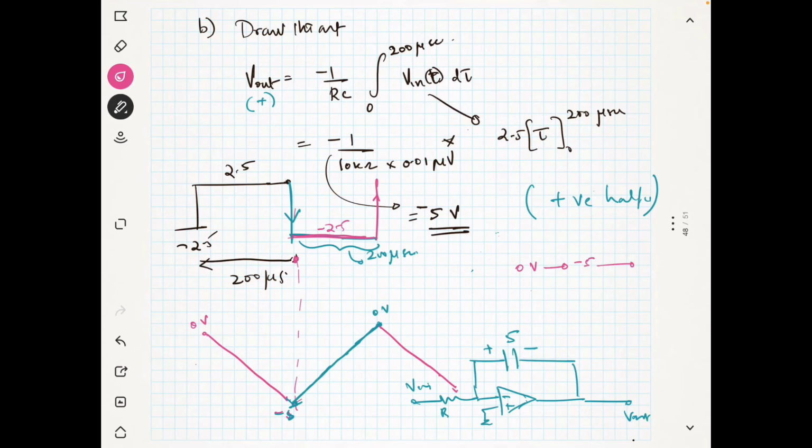Okay, but whenever the capacitor reaches 0 volt, it will stop charging, because your next cycle will start again at 400 microsecond. That means this is 200 and the next 200. So plus 5, it will give you 0 volt. The capacitor will charge from 0 to 5, minus 5, then again 0, then again minus 5, and it will continue like this. So you are getting a triangular wave.